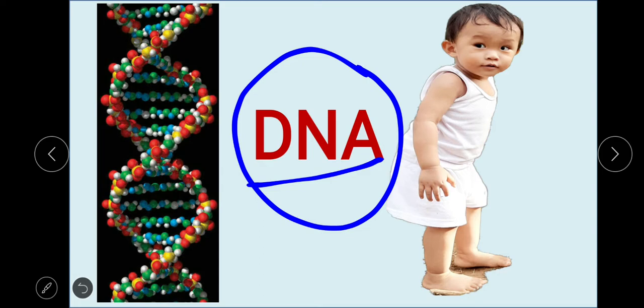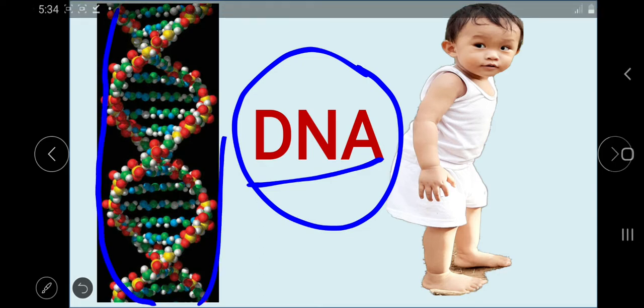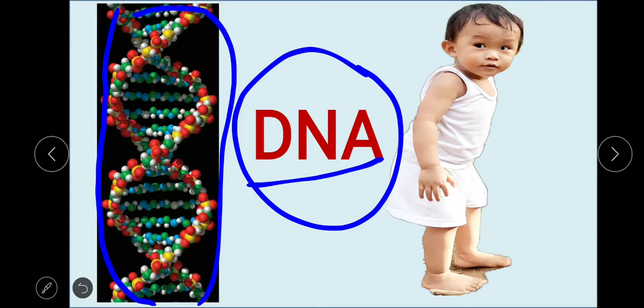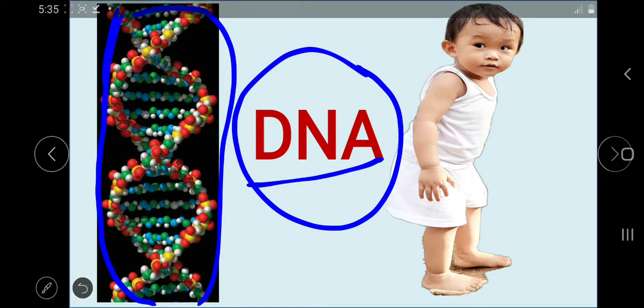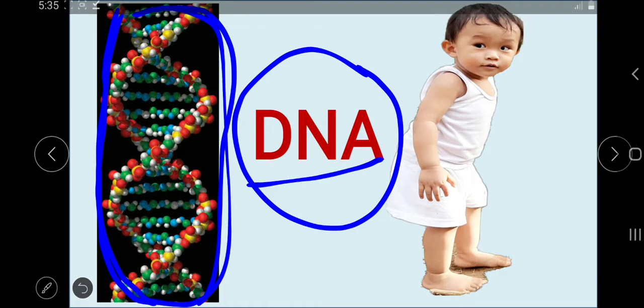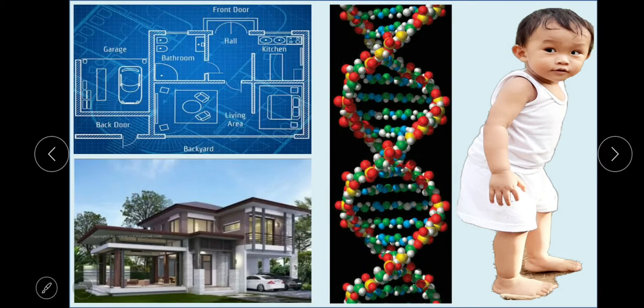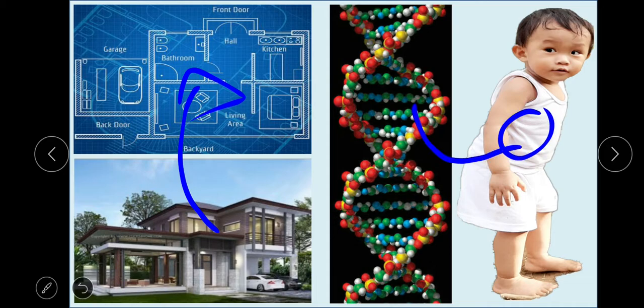This is the image of DNA. DNA is very long. Shown here is just a portion or a segment of our DNA strand. The DNA strand is described as a double helix. This is the double helix structure of our DNA. To sum them up, the blueprint of your house is this, while the blueprint of your body is this.